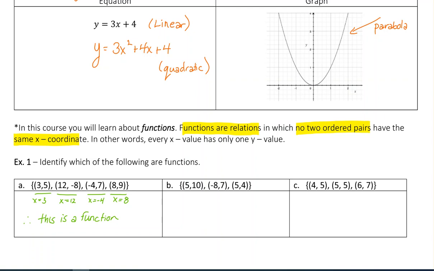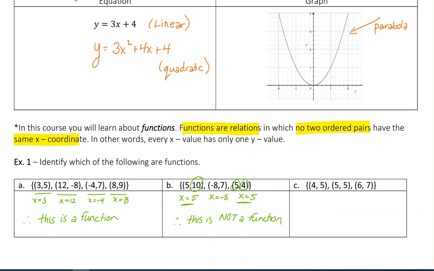Okay, we look at the second example, and my x value for this first point is 5. My x value for the second point is -8. My x value for the third point is 5 again. Now we see this repetition. X equals 5 occurs twice because we have an x value of 5 that has a y value of 10 and an x value of 5 that has a y value of 4. That x of 5 has 2 y values and not only one, so we say therefore this is not a function.